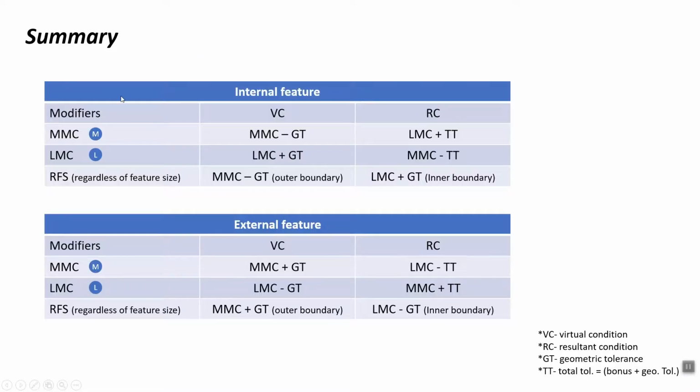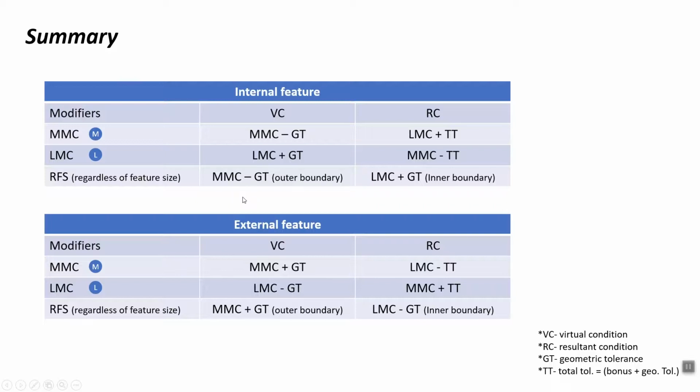So let's take the summary. In internal feature, if you have modifiers here, MMC, LMC, these are short terms which are used. Here I mentioned it. VC is nothing but your virtual condition, RC is nothing but your resultant condition, MMC, you might be knowing, maximum material condition, LMC least material condition, GT geometric tolerance, TT total tolerance. Total tolerance is nothing but your bonus tolerance plus geometric tolerance.